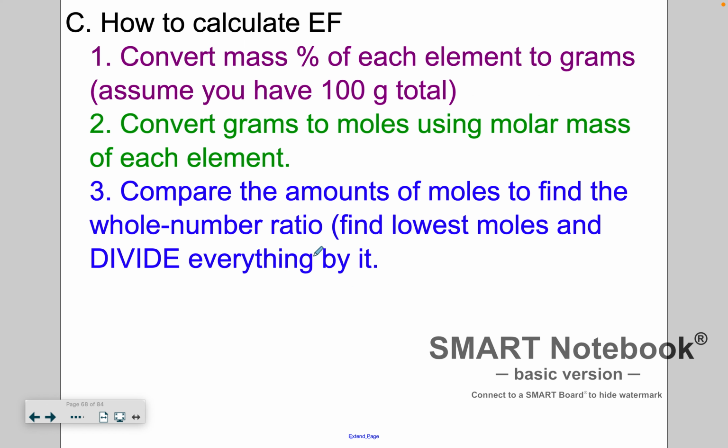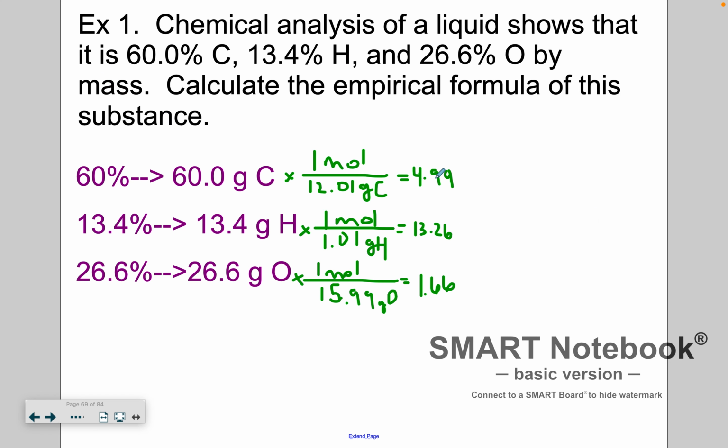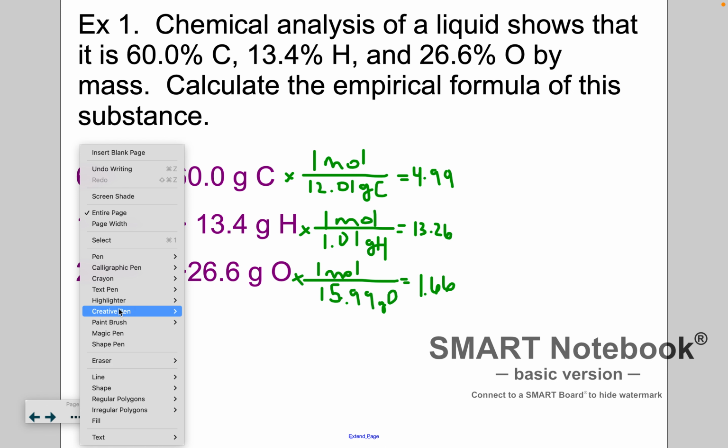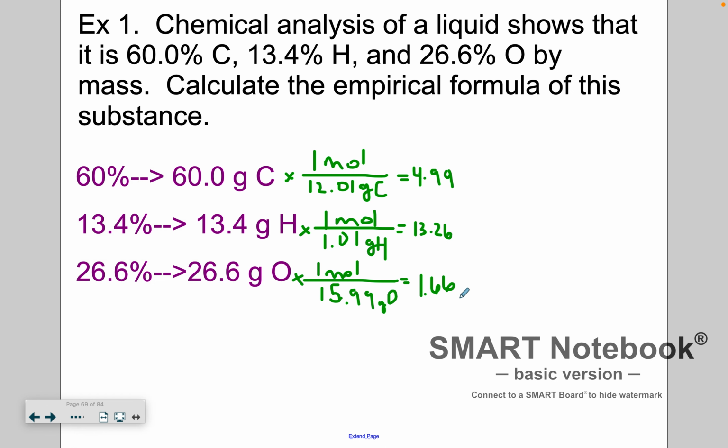So the third and final step is compare the amounts of moles to find the whole number ratio. How do you do that? You find the lowest mole and divide everything by it. So looking at these three values, 4.99, 13.26, and 1.66, 1.66 is the lowest. So I'm going to divide everything by that 1.66. So I'm going to take 1.66 divided by 1.66, the 13.26 divided by 1.66, and the 4.99.